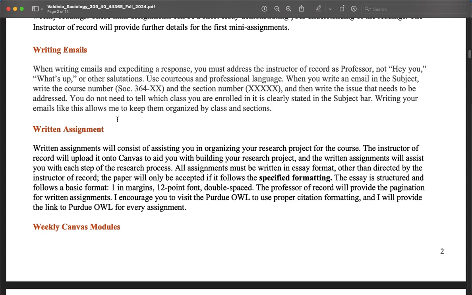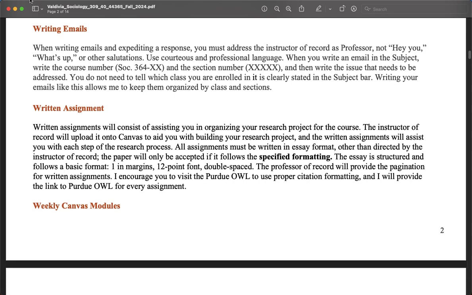Written assignments will consist of assisting you in organizing your research project for the course. The instructor of record will upload it onto Canvas to aid you with building your research project. So this is like the prompts that I will post onto Canvas for the various assignments that you're going to do for me.